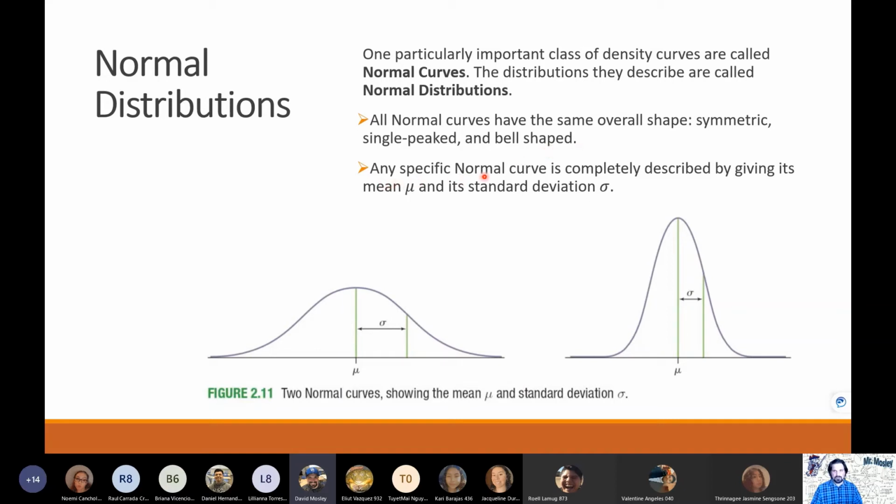Any specific normal curve is completely described by giving its mean, mu, and its standard deviation, sigma. And again, these are the mean and standard deviation of the population. And we have examples here. This is a normal curve with a mean in the middle and a standard deviation to the right. One standard deviation here.